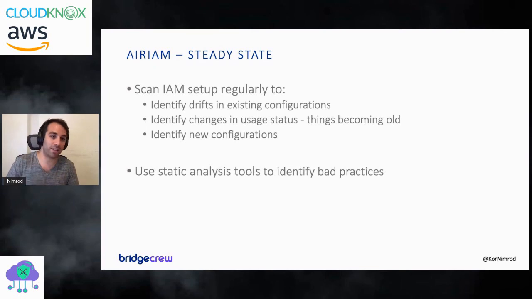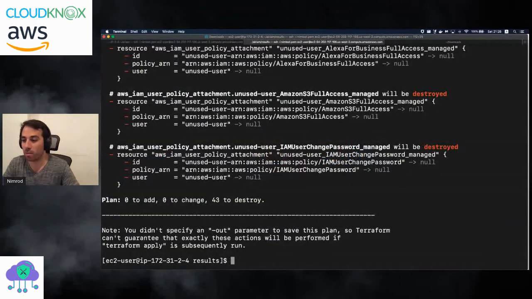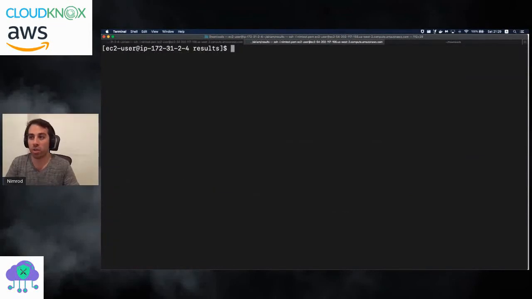And then the last thing that AirIAM and Terraform enable you is to use static analysis tools to identify bad practices. So I would like to take this to the next slide, actually, which shows, I would say, 2 really great tools that will help you use infrastructure as code and static analysis for your permissions in your IAM. So the first one is called Checkov. It's also pretty easy to install, and I already have it set up here. So Checkov, what it does is identify bad practices in Terraform.